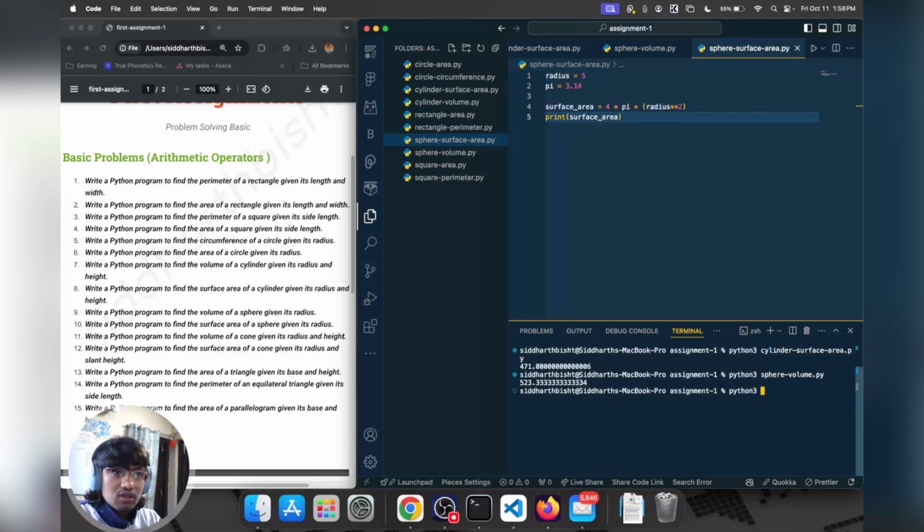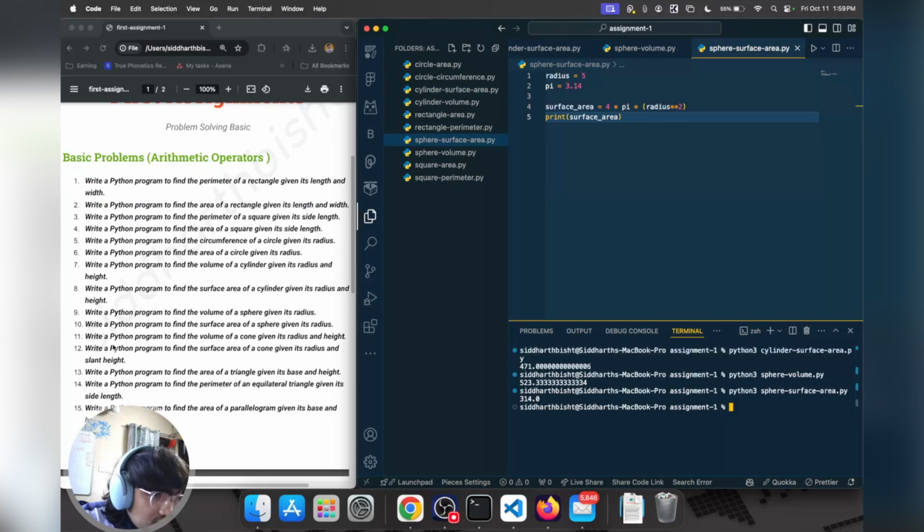Python 3 sphere surface area.py 314. I hope you are pausing the video, reading the problems yourself, and then solving it. If not, it's not beneficial for you. Okay, just pause the video, see what are the formulas, then solve these problems, and then continue with the video. Next, write a Python program to find the 11th one.